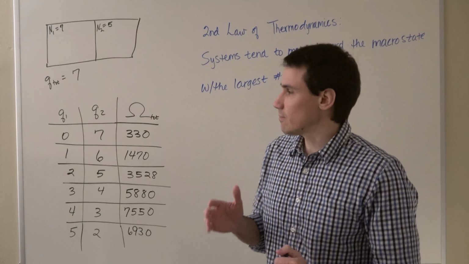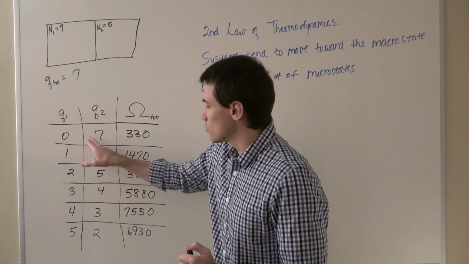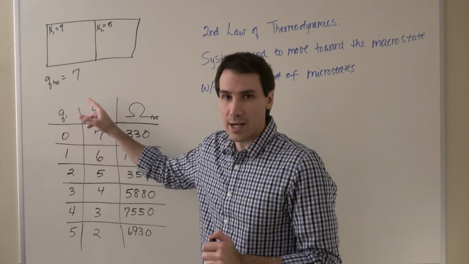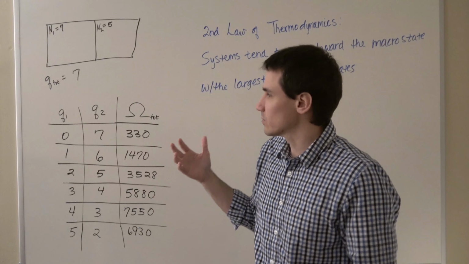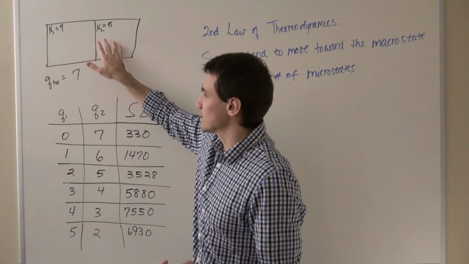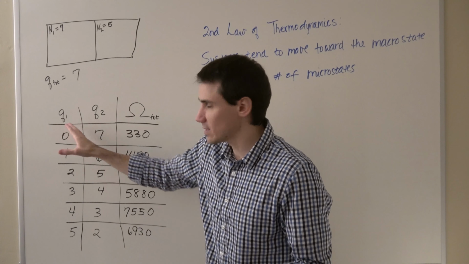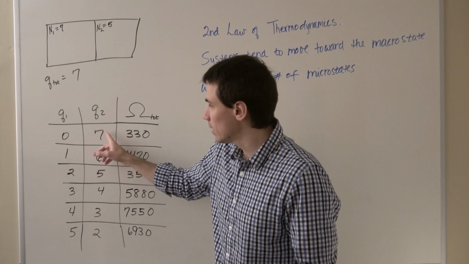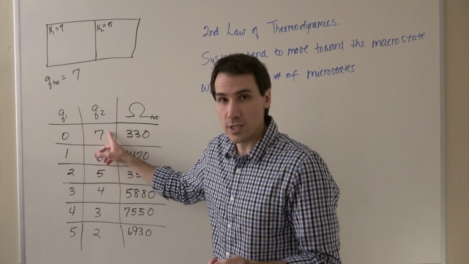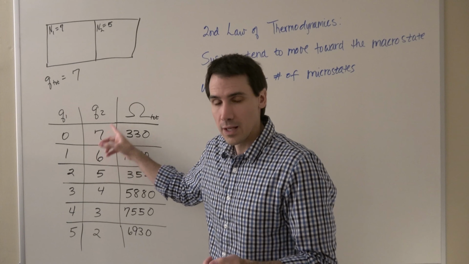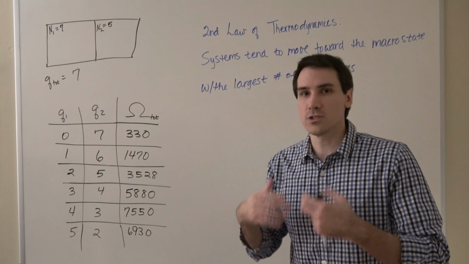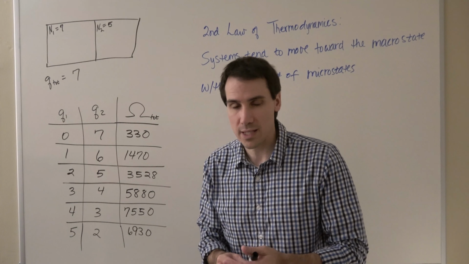And remember, when I say macro state, I mean the distribution of energy between two objects, right? So I have two Einstein solids. The macro state is the number of units of energy in Einstein solid 1 and the number of units of energy in Einstein solid 2. Each macro state has an associated number of microstates.